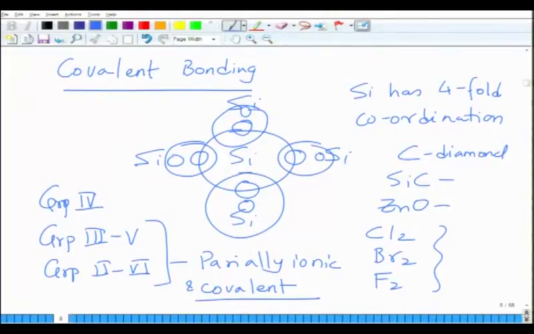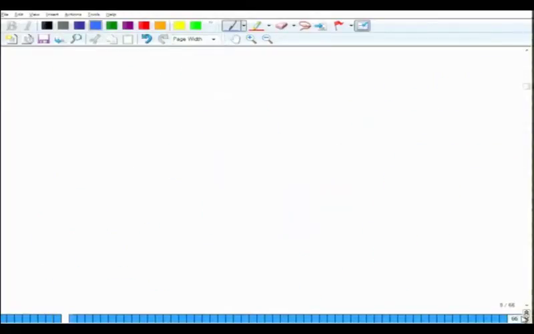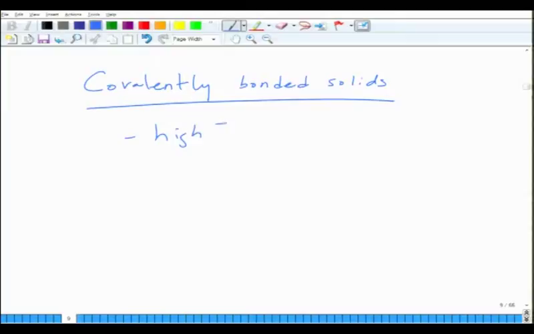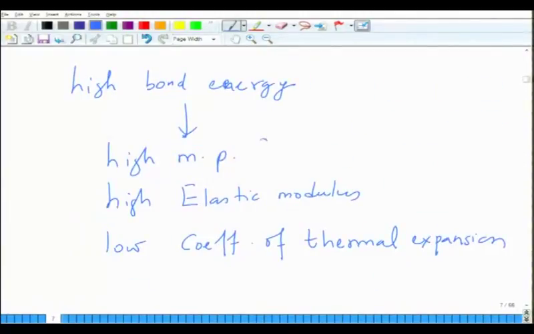Again, they have similar characteristics, they have high bond energy. A covalent bond typically is characterized by high bond energy. As a result, covalent materials also have similar characteristics. Covalently bonded solids have high Tm, high E, which is basically elastic modulus, and low alpha, coefficient of thermal expansion. Okay, I will also write in the previous slide Tm, E and alpha.